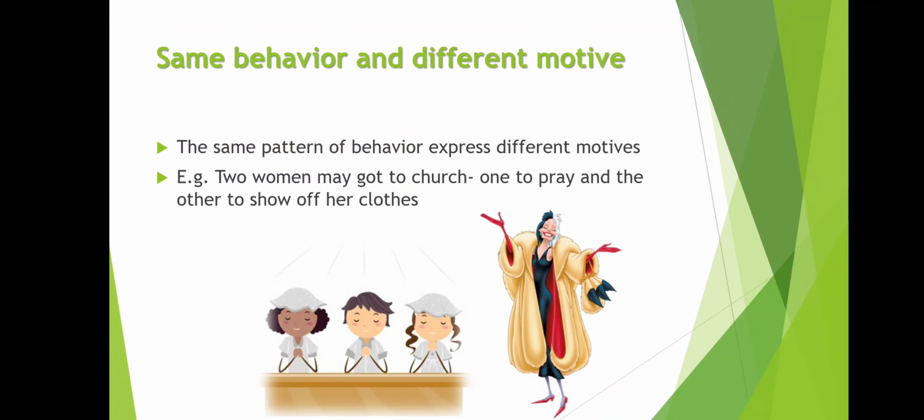And the third one is same behavior and different motive. So the same pattern of behavior can express different motives. For example, 2 women may go to church, one to pray and the other to show off her clothes. So this reflects the same behavior and different motives. 2 people are performing the same behavior, but their motives are different.